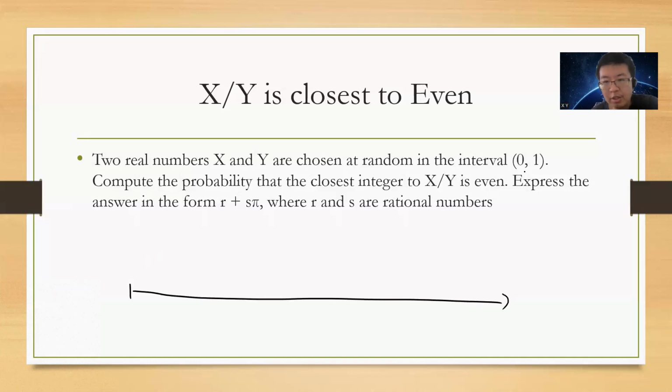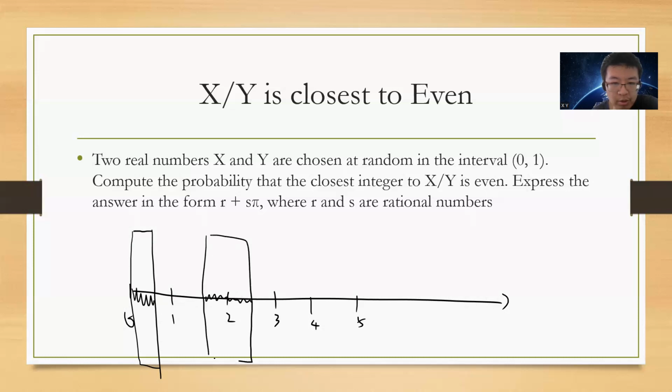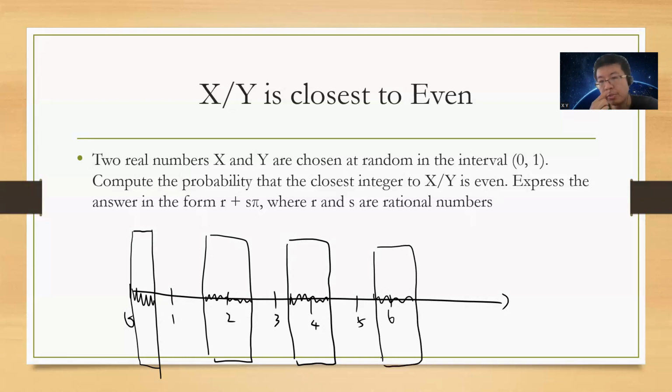Obviously the closest integer to x divided by y must be non-negative, so either 0, 1, 2, 3, or 4. If it's close to 0, then it must sit in this region, or maybe in this region, because it's close to 2, or close to 0, or close to 4, and close to 6. So the idea is that the answer should be an infinite series, and that's why pi should go in.